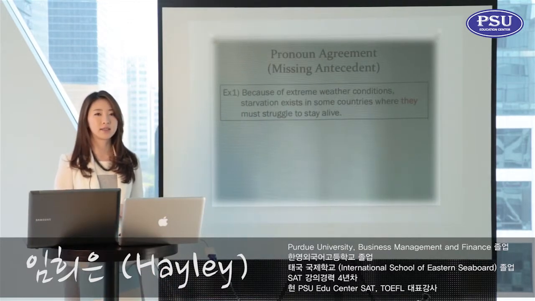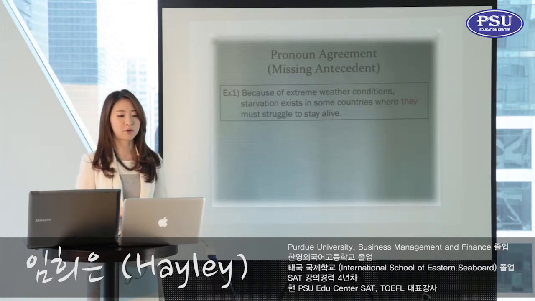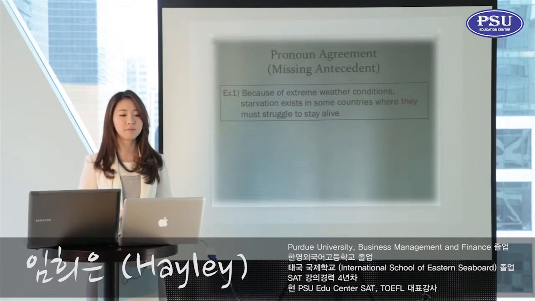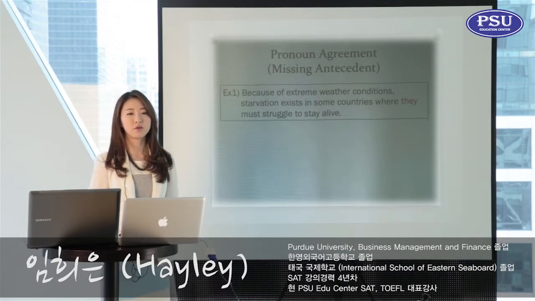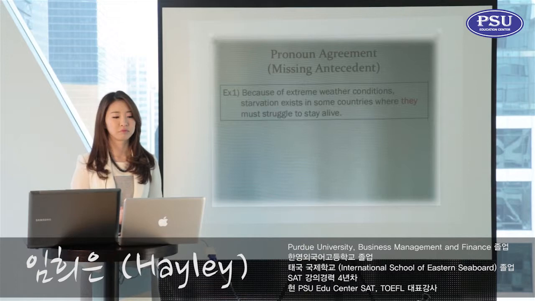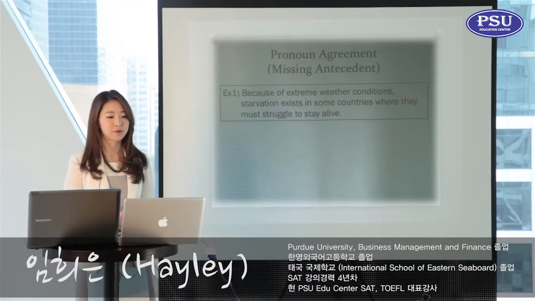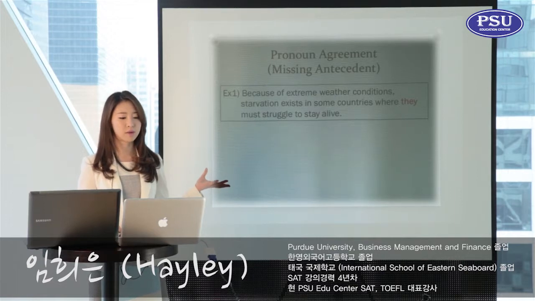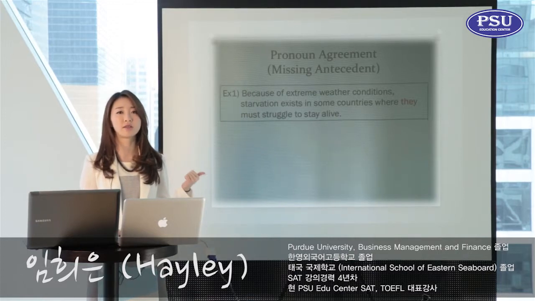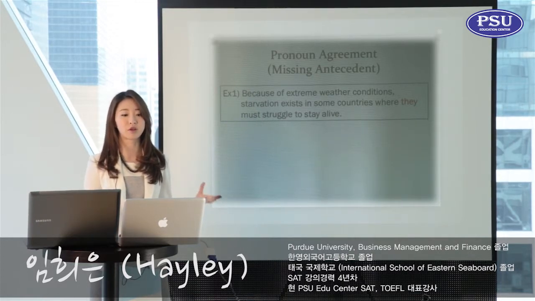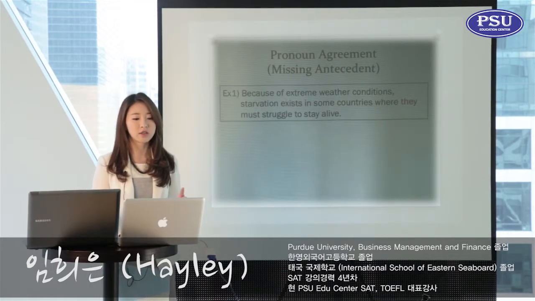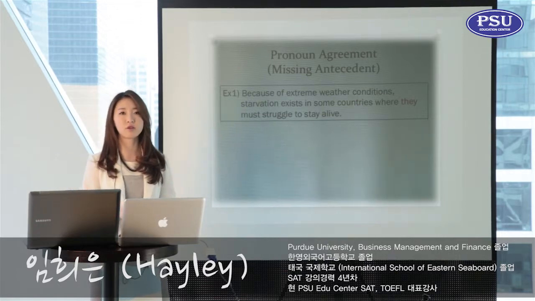Now we go on to the missing antecedent. Example, because of extreme weather conditions, starvation exists in some countries where they must struggle to stay alive. Okay, you see the red word they. What does they refer to anyways? Well, we don't know because it never came out in the front. So right now we have two subjects, starvation and countries, right? But starvation is a singular form, so they must not be referring to starvation. And we have countries. Yes, countries is a plural form, but in here, starvation exists in some countries where they must struggle to stay alive.